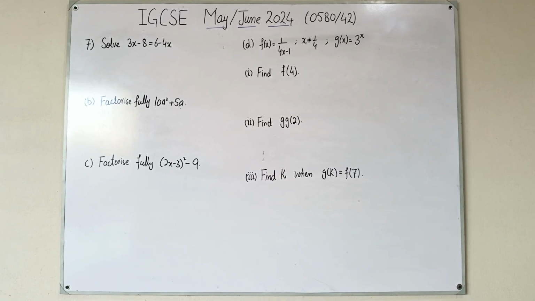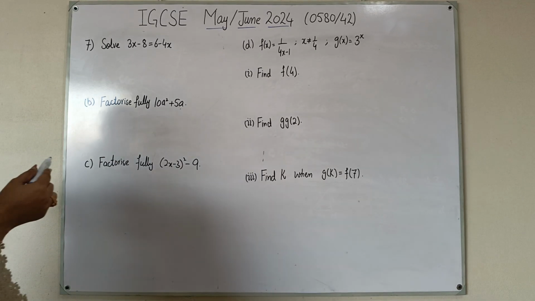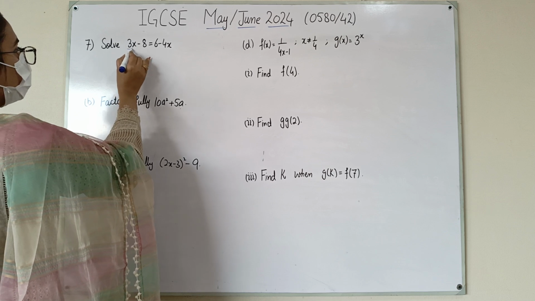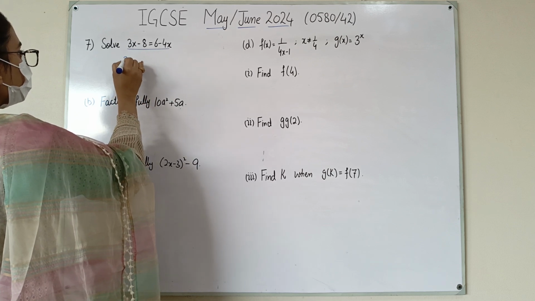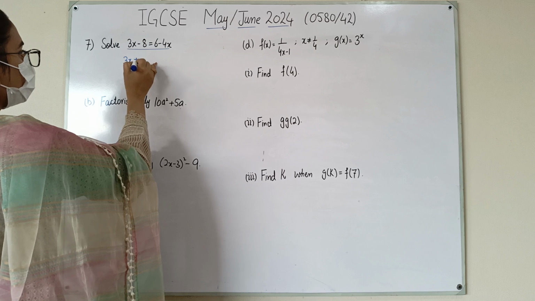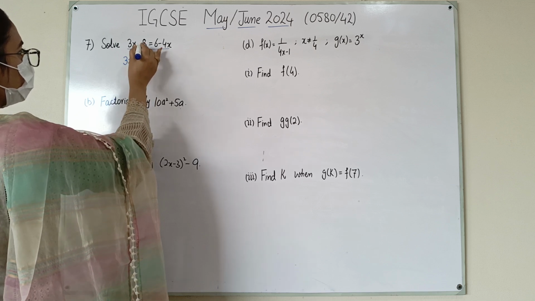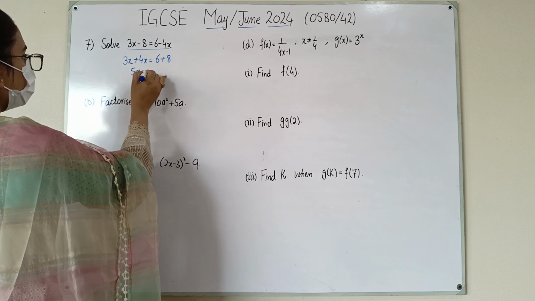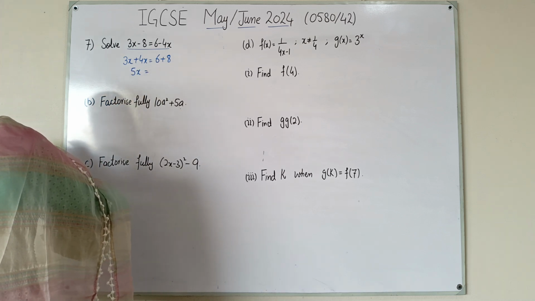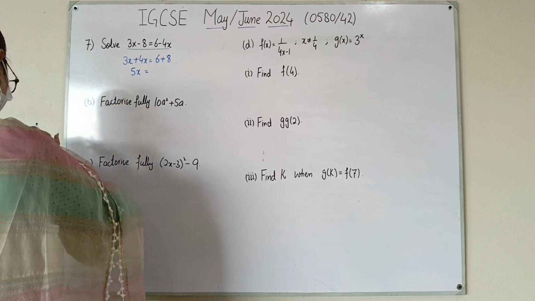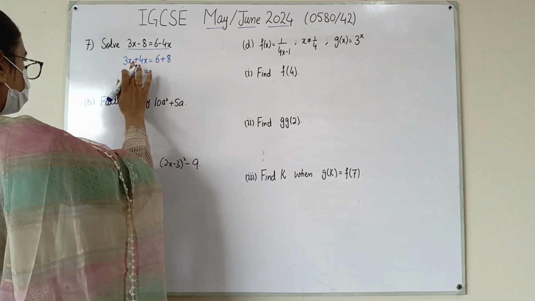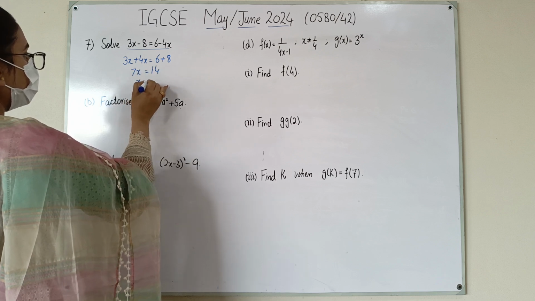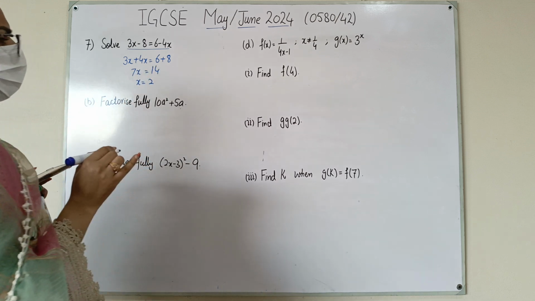Let's move toward question number 7 of IGCSE May June 2024 paper 4 mathematics. In question number 7, part number A, he is asking you to solve this linear equation. This is quite a simple question from algebra. 3x, shift this minus, it will be plus over here. 6, shift this 8 from left to right, it will be plus 8. This is 5x, and this will be 14. So x will be 2. So it's quite a simple question.